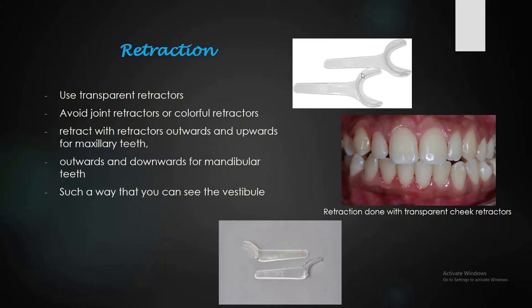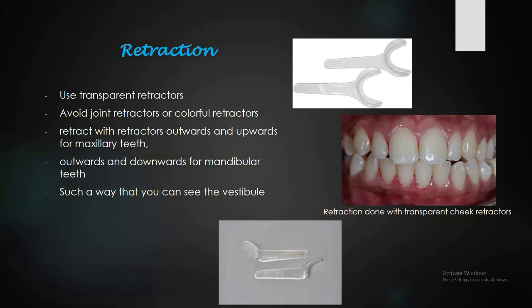You must use these kind of transparent cheek retractors. Avoid using joint retractors because they're very difficult to manipulate. They're not of the correct size and they cause trauma to the patient as well. So these transparent cheek retractors come very handy. Avoid using colorful retractors. See in this MIP picture, we have used the transparent cheek retractor. At the corner, you can see a bit of the retractor. Had I used a colorful one, there would have been a lot of distraction in the image by the color of the retractor. So always use transparent cheek retractors.